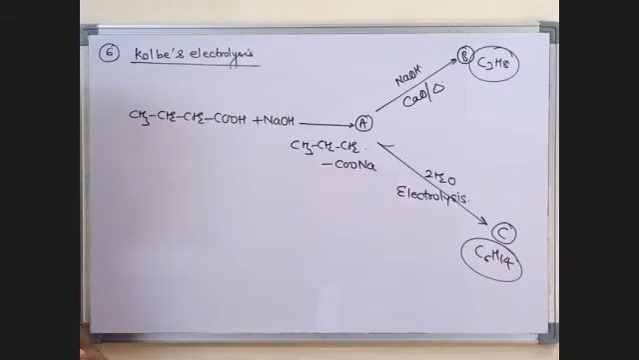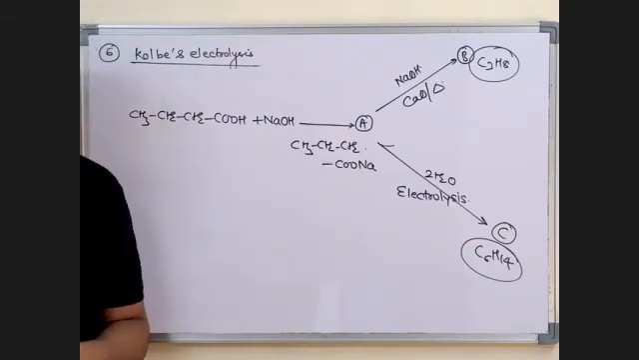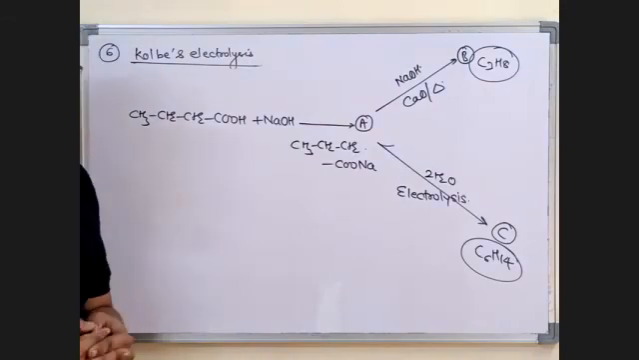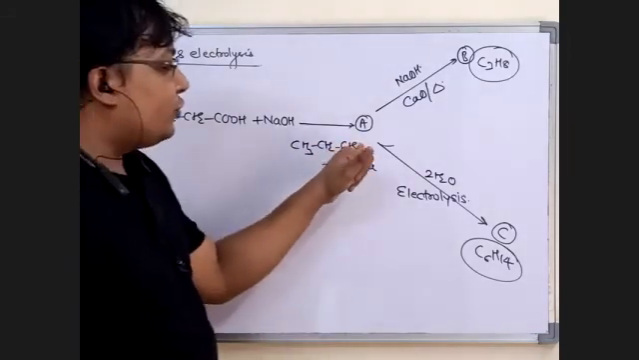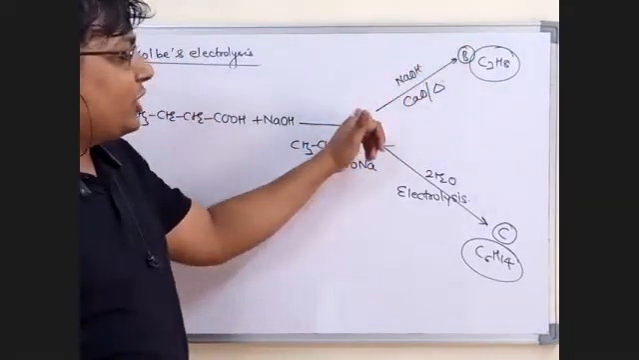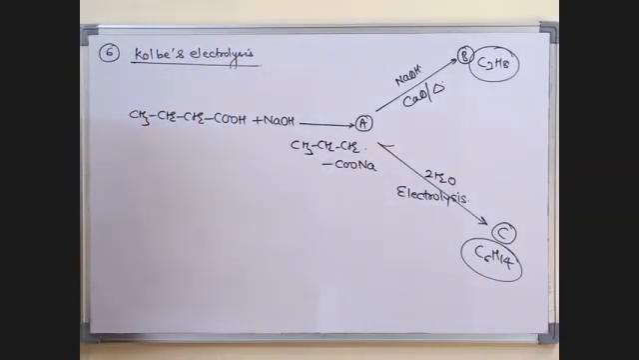A is sodium butanoate. B is propane. C is hexane, students. Always in decarboxylation, we have only 1 mole of sodium salt of carboxylic acid. In Kolbe electrolysis, we require 2 moles of sodium salt of carboxylic acid, students.